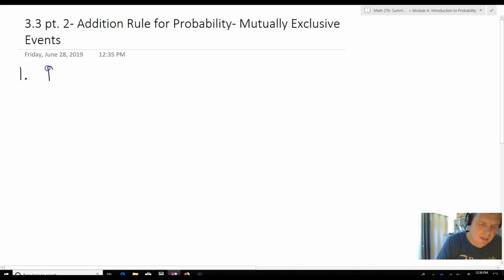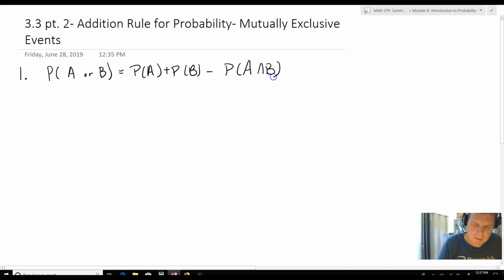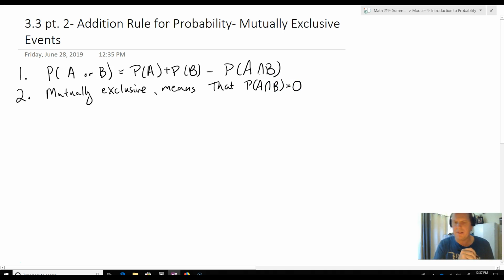One, the addition rule tells us that the probability of A or B is going to equal the probability of A plus the probability of B minus the probability of A intersect B. Okay? And two, we want to remember that to be mutually exclusive means that the probability of A intersect B is equal to 0. It's empty. Okay, so there's no probability of that occurring, so consequently it's going to end up being empty.